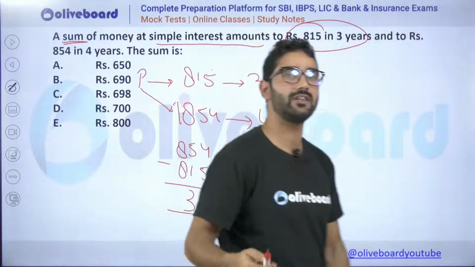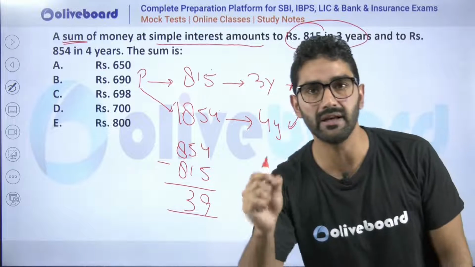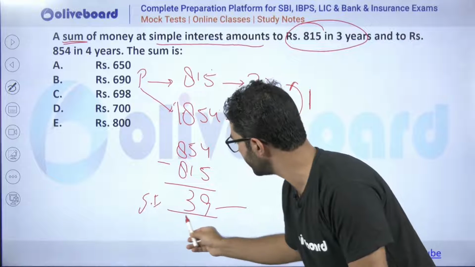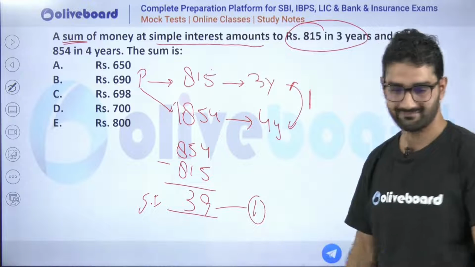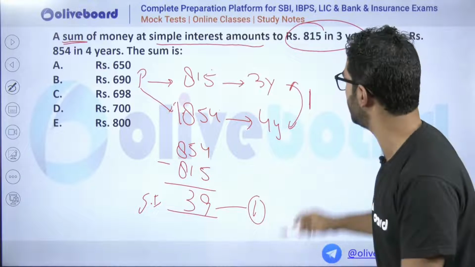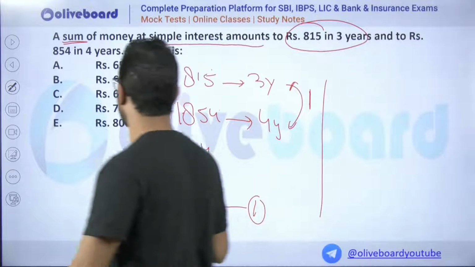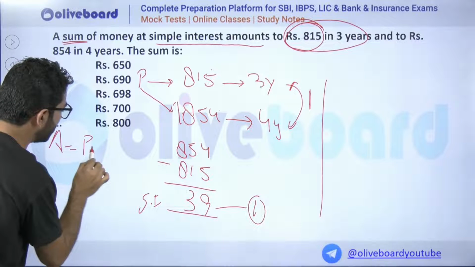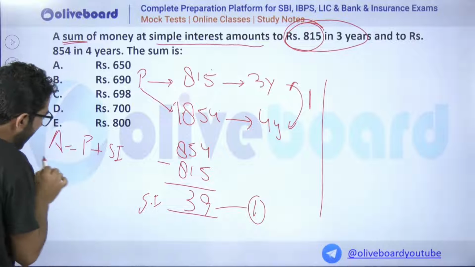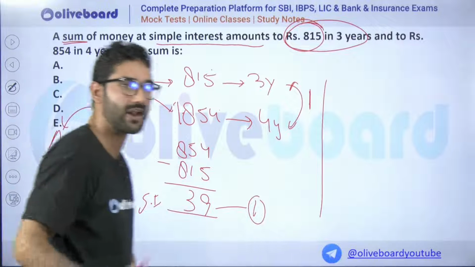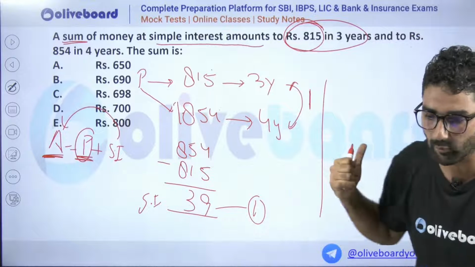39. I got a simple interest of 39, and that is for 1 year. I am interested in calculating the principal. Principal amount is nothing but amount minus simple interest, since amount is principal plus simple interest. So to calculate principal, I will subtract the simple interest from the amount. That is quite a great method.